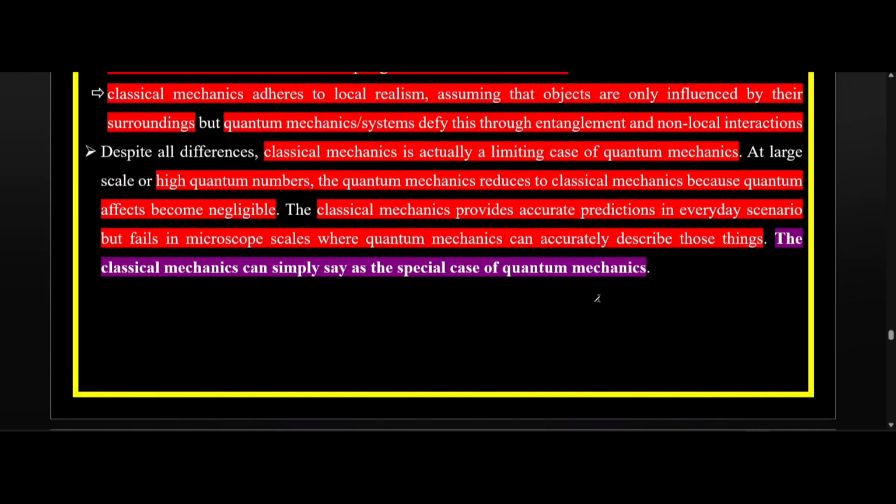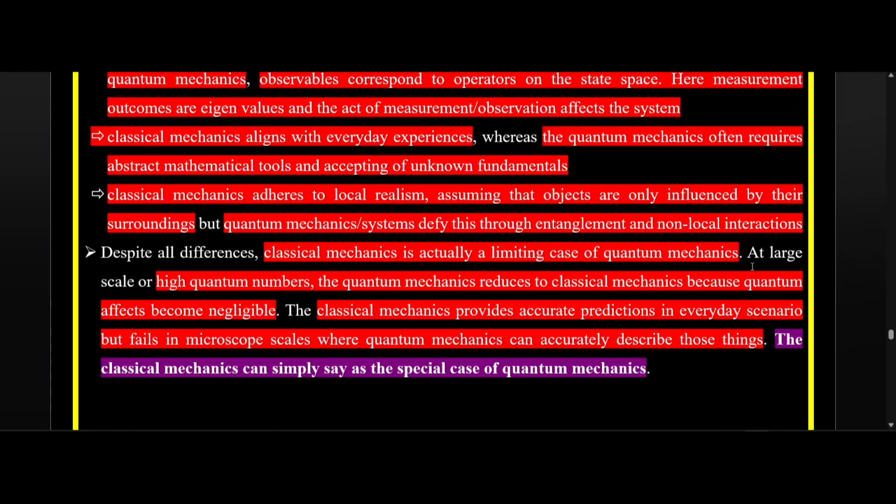So that is all about the differences or the comparison of classical mechanics and quantum mechanics. And there is an important point which you can write and highlight in your exam. Classical mechanics can simply be said to be a special case of quantum mechanics. There is a chance of this particular point being asked as a 2 marks question. So do note this point, and that is all about classical mechanics versus quantum mechanics, a theoretical comparison.